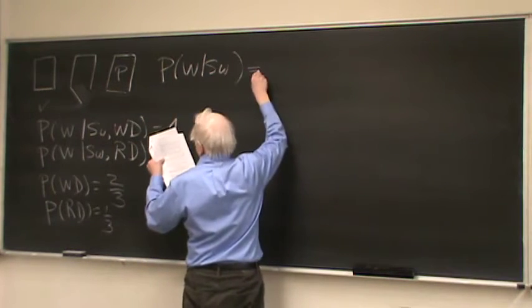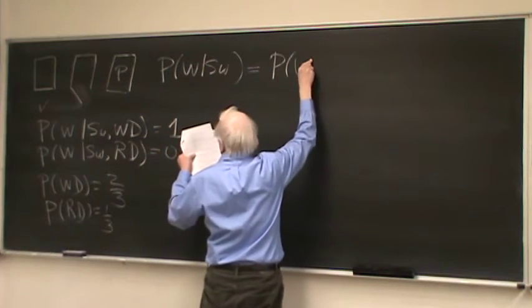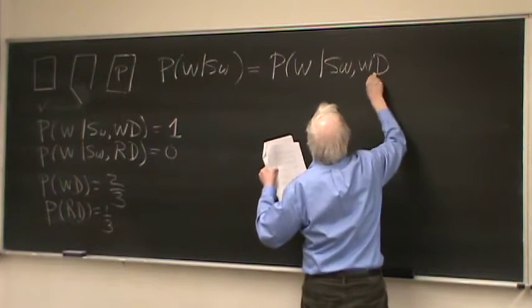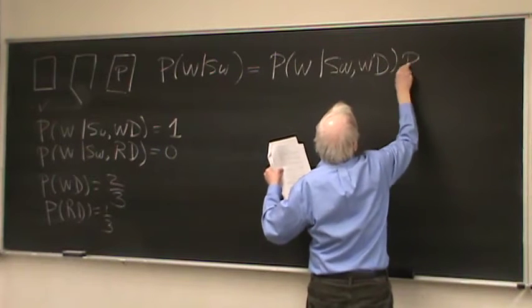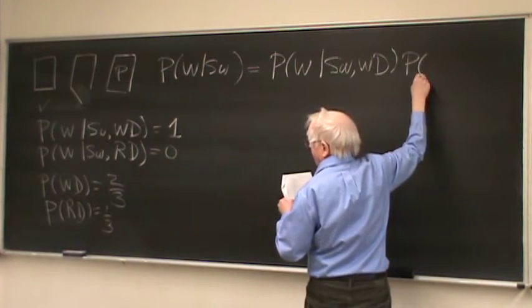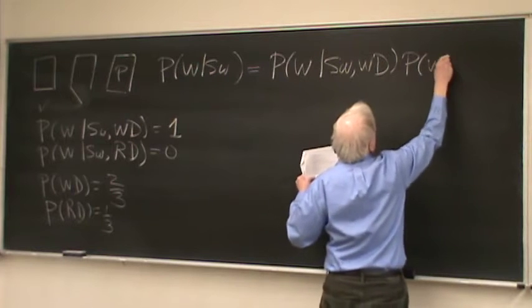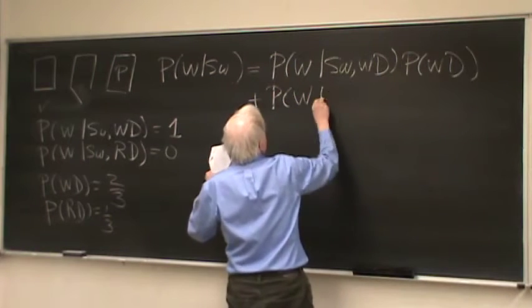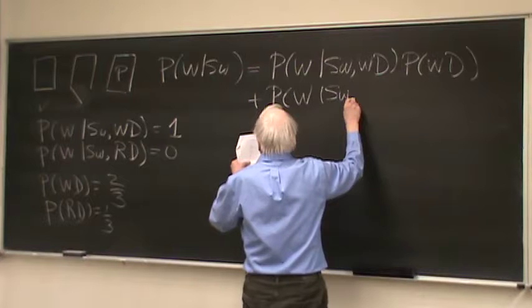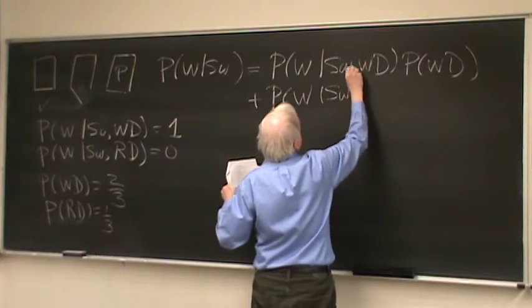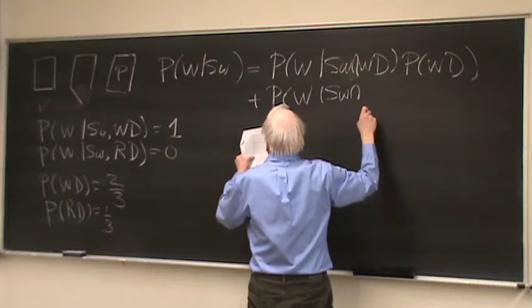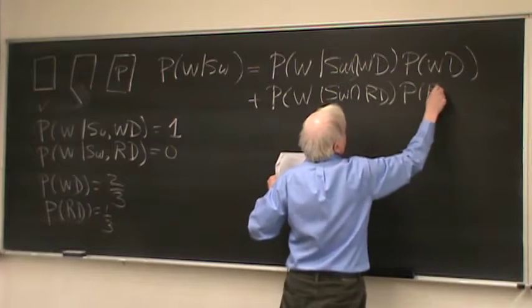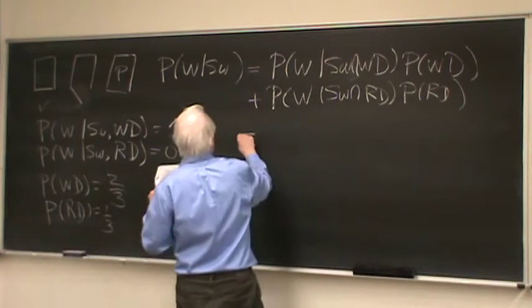Well, this is the probability of winning given that you switch and you pick the wrong door, times the probability of picking the wrong door, plus the probability of winning given that you switch and pick the right door, times the probability of the right door. In fact, I should use intersection here. Okay, so what are these?